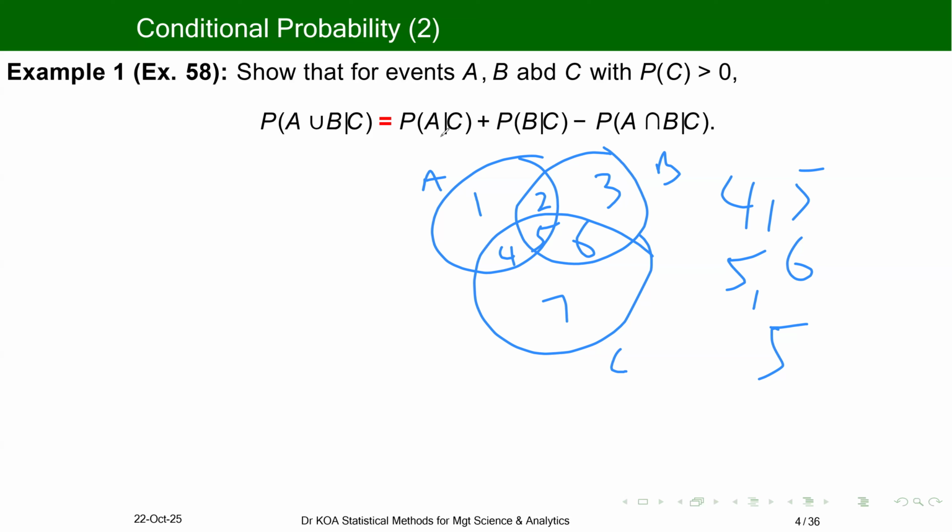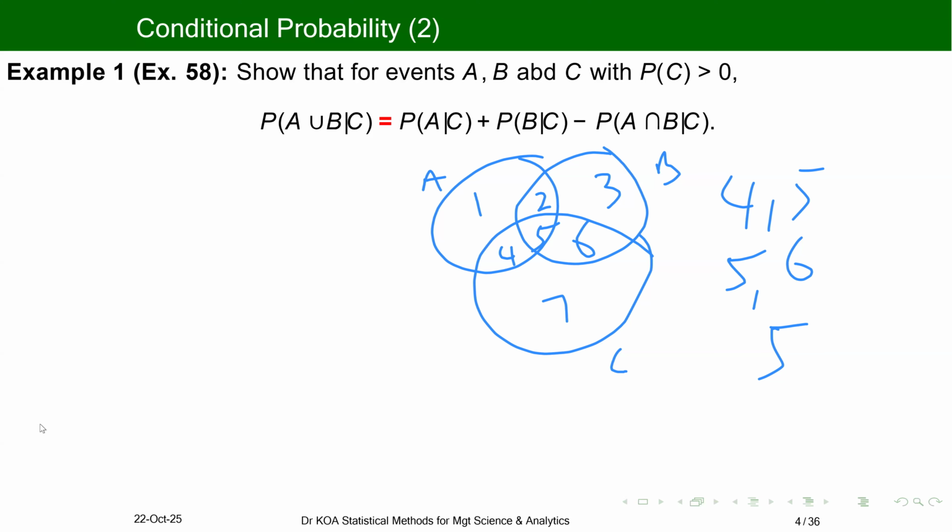It's 5. So what is A union B given C? It will be 4, 5, 6. Yeah. Exactly. It will be 4, 5, 6. So keep that in mind. Okay. Now let's go back here.